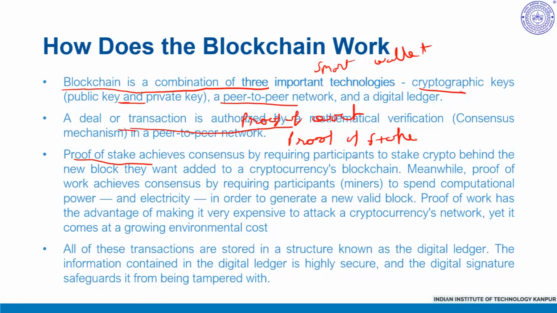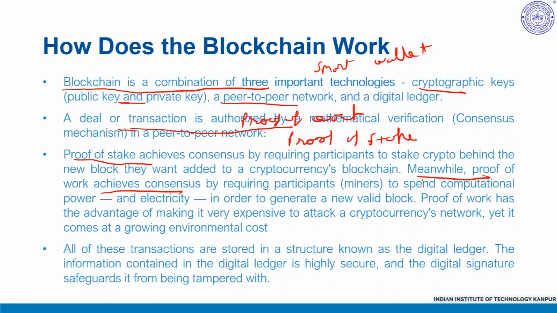Conversely, there is proof of work. So proof of work achieves consensus by requiring participants or miners to spend computational power, electricity, in order to generate a new valid block. And proof of work has the advantage, the way we discussed, of making it very expensive to attack a cryptocurrency network. Yet it comes at a growing environmental cost. While proof of stake avoids the massive energy consumption that is associated with proof of work. However, proof of stake hasn't been proven to be as secure and as stable as proof of work at large scale.